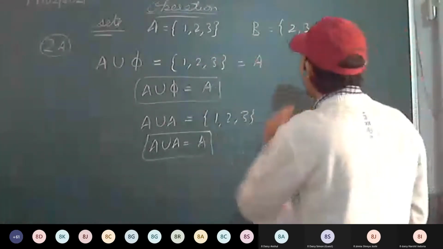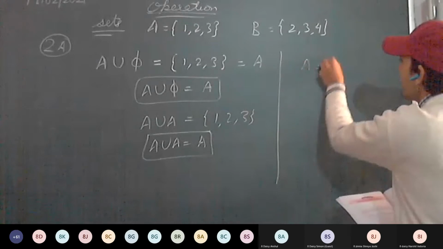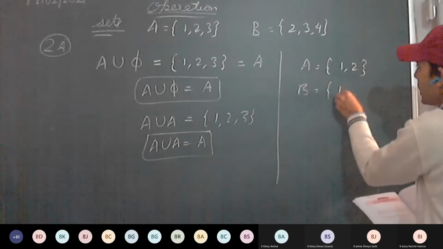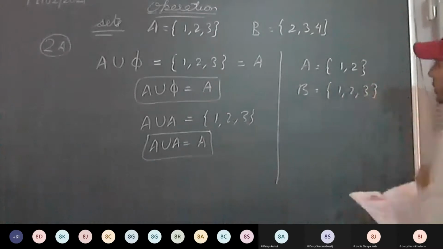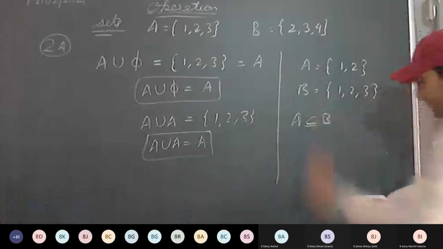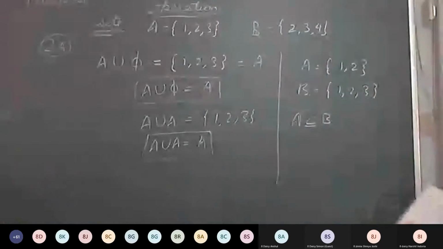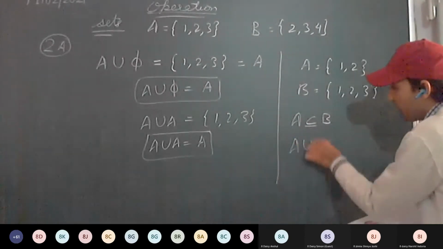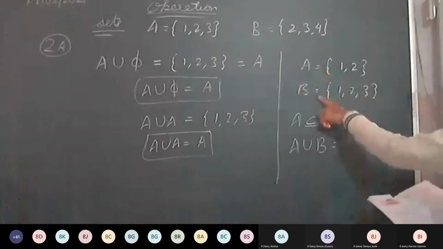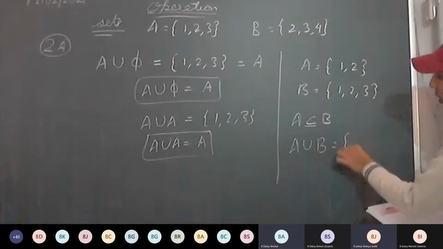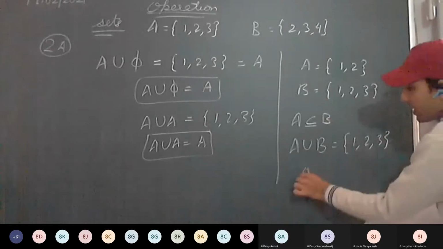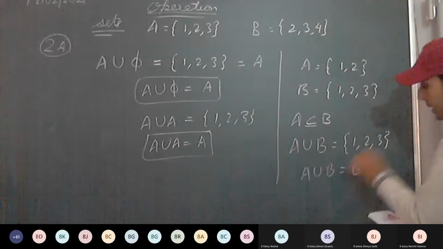Now, for example, if I'm writing set A equal to {1, 2}, set B equal to {1, 2, 3}. A is a subset of B. So if I'm taking A union B, what will I be getting? 1, 2, 3. And what is {1, 2, 3}? It is set B. A union B equals set B.